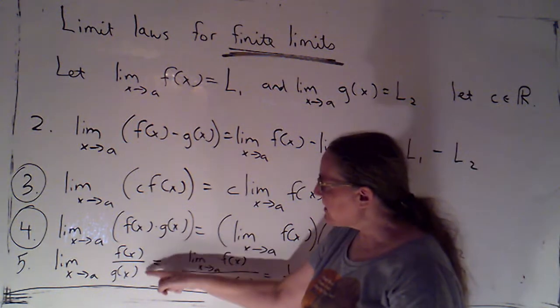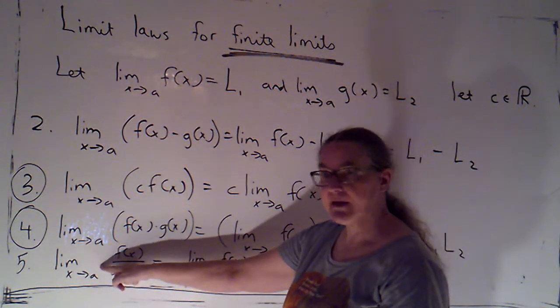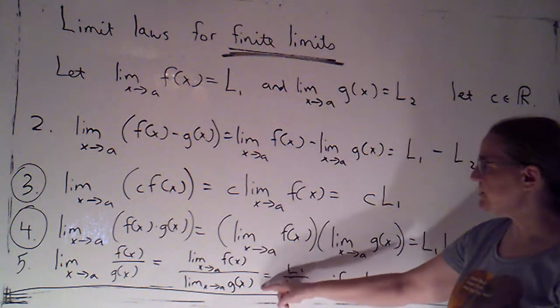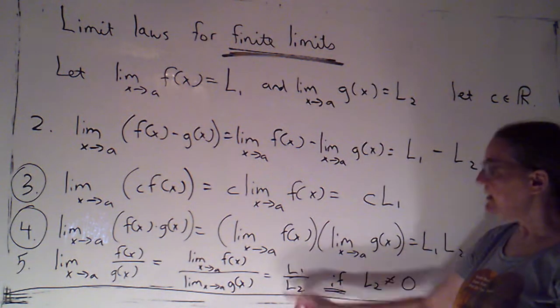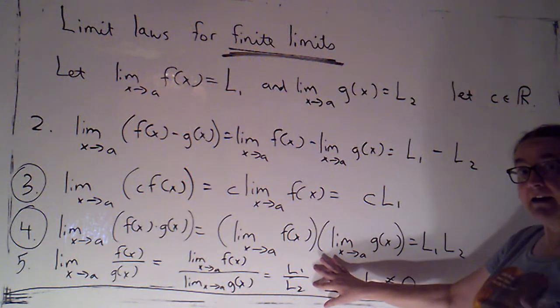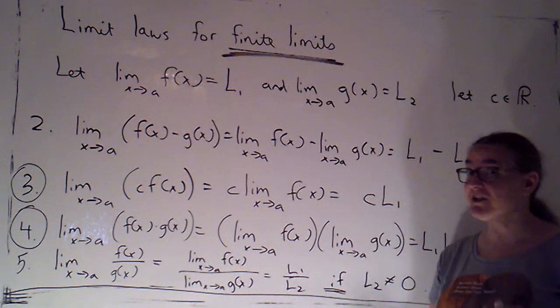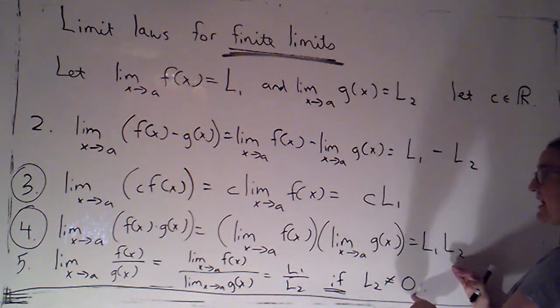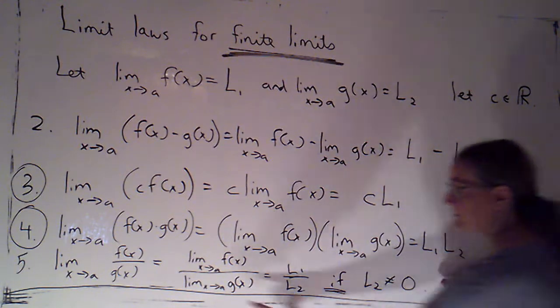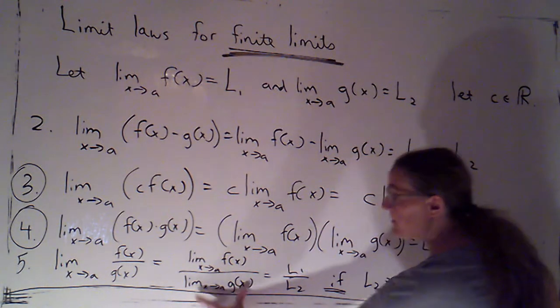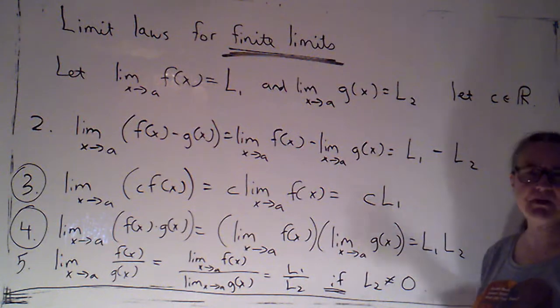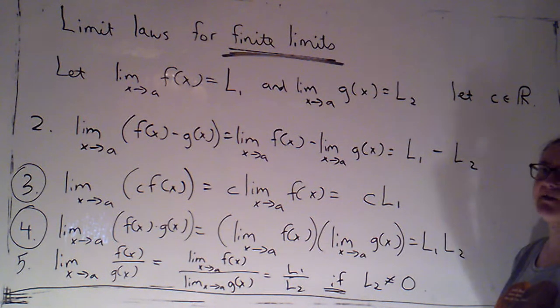And then 5 is our division rule. If I'm dividing two functions and then taking the limit, I can take the limit of each piece and then divide. That, of course, requires that I have finite numbers, and with division, there's one additional rule: the limit of the function that appears on the bottom can't be 0, because we know we're not allowed to divide by 0.